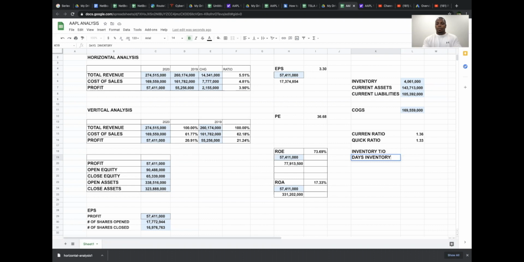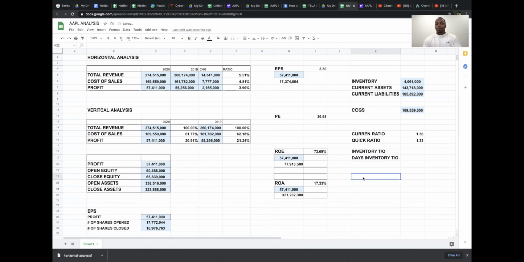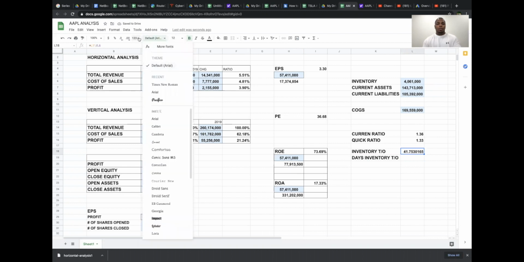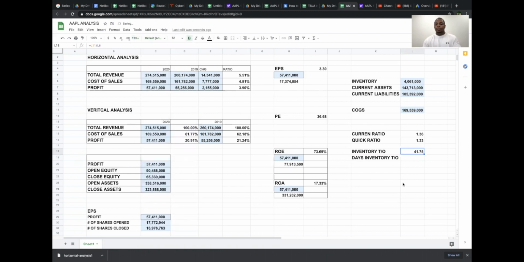Inventory TO, T/O. All right, so let's do it. What we do is take the cost of goods and divide that by the average inventory. And what do we get? We turn it into a number, right? It shows me that Apple turns over its inventory 41 times a year.